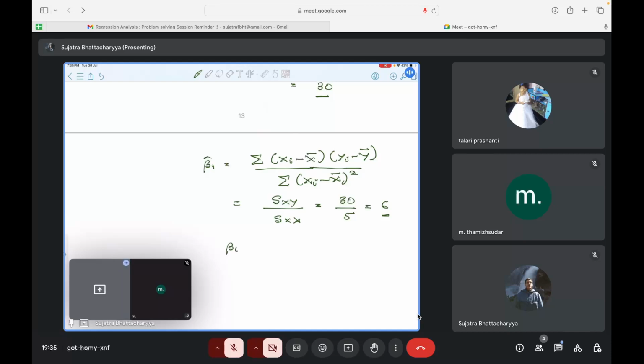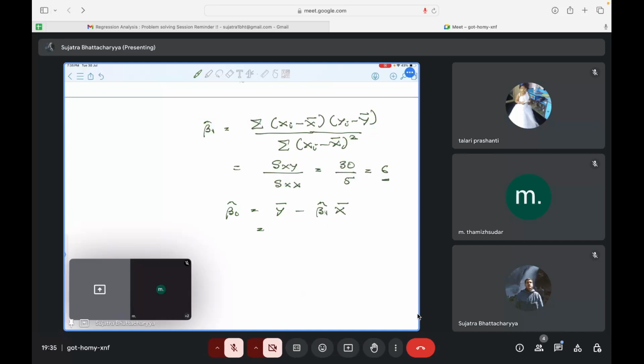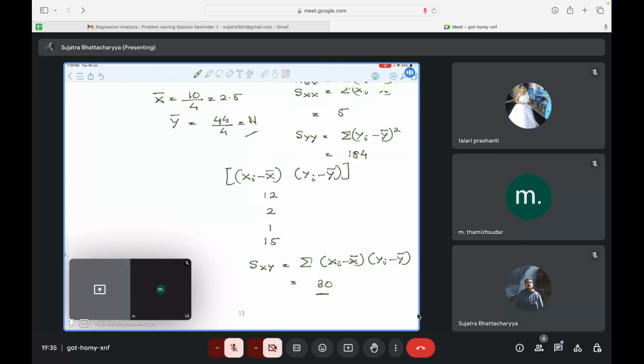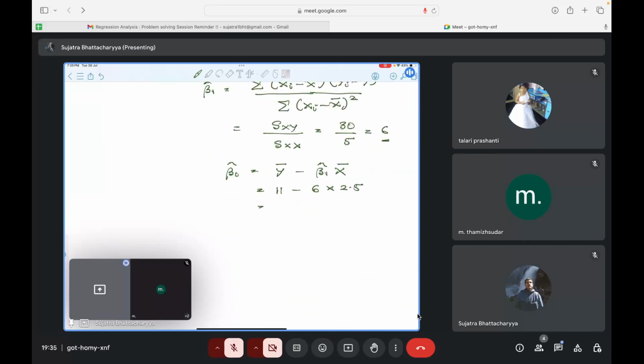What about beta naught cap? Simple: y bar minus beta 1 cap x bar. Y bar we have calculated as 11. So 11 minus beta 1 cap, which is 6, times 2.5. X bar we have also calculated as 2.5. Fine. So this comes out to be minus 4. So beta naught cap is minus 4, beta 1 cap is 6.